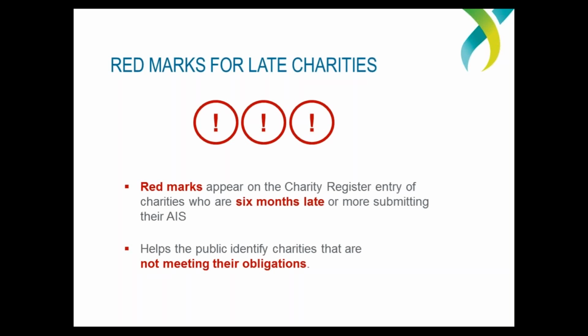So with more and more people looking at the register to learn about charities, to help them make decisions about donating, volunteering, or even grant funding, having a red mark next to your name can be pretty detrimental. So we do encourage you to get the annual information submitted in a timely fashion to avoid this red mark displaying and, of course, avoiding those hefty penalties that can be issued. And, once you do get your AIS submitted, if you do have a red mark, that will, of course, disappear.